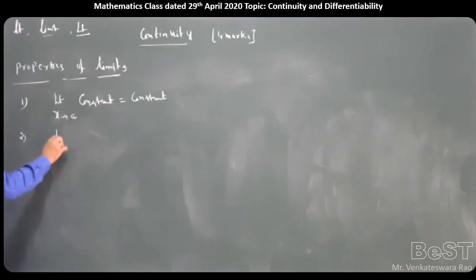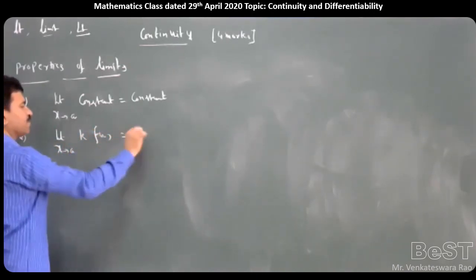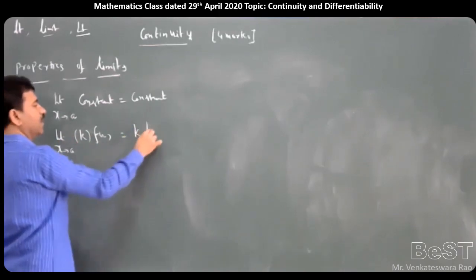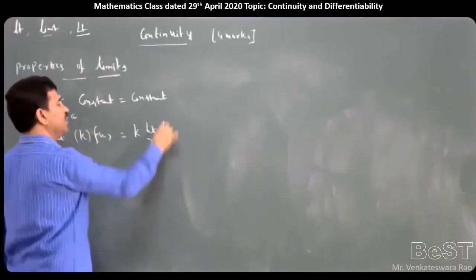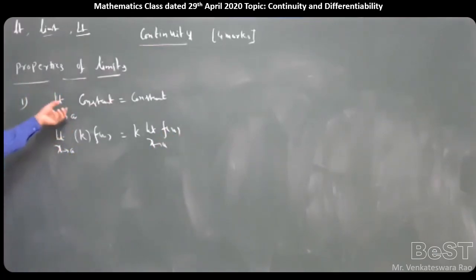Second one: limit of x tends to a, k into f of x. Under the limit write x tends to a, and parallelly write the function. K is a constant, so we can write the constant outside: k into limit of x tends to a, f of x. At PUC level you have only properties. If you go to a higher level, proofs are there for all these things. By using the definition we can prove it.